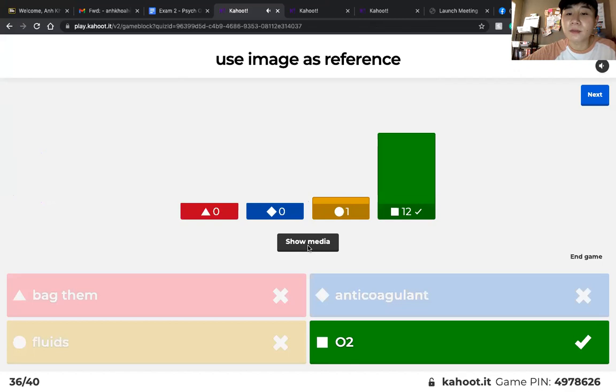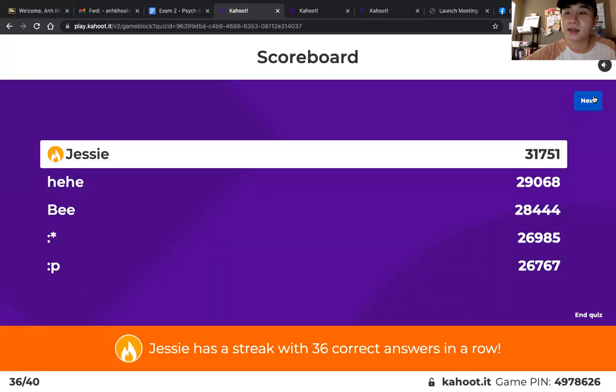All right, we need to give them oxygen first, oxygen fast. ABGs, ABC.